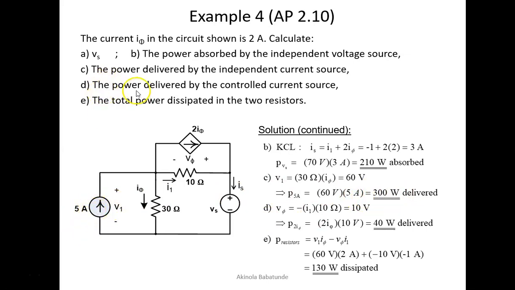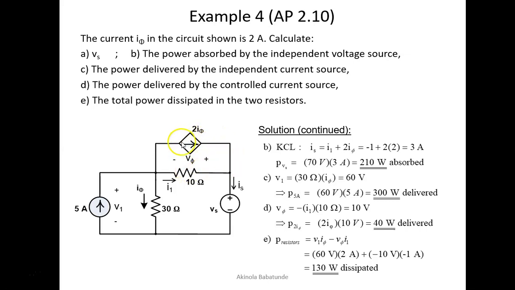Then the D part says find the power delivered by the controlled current source. Where is the controlled current source? Here it is. This is the controlled current source right at the top. The first thing to note is that we know our Iφ already, and that is 2 ampere, and we're going to use it at the appropriate time.